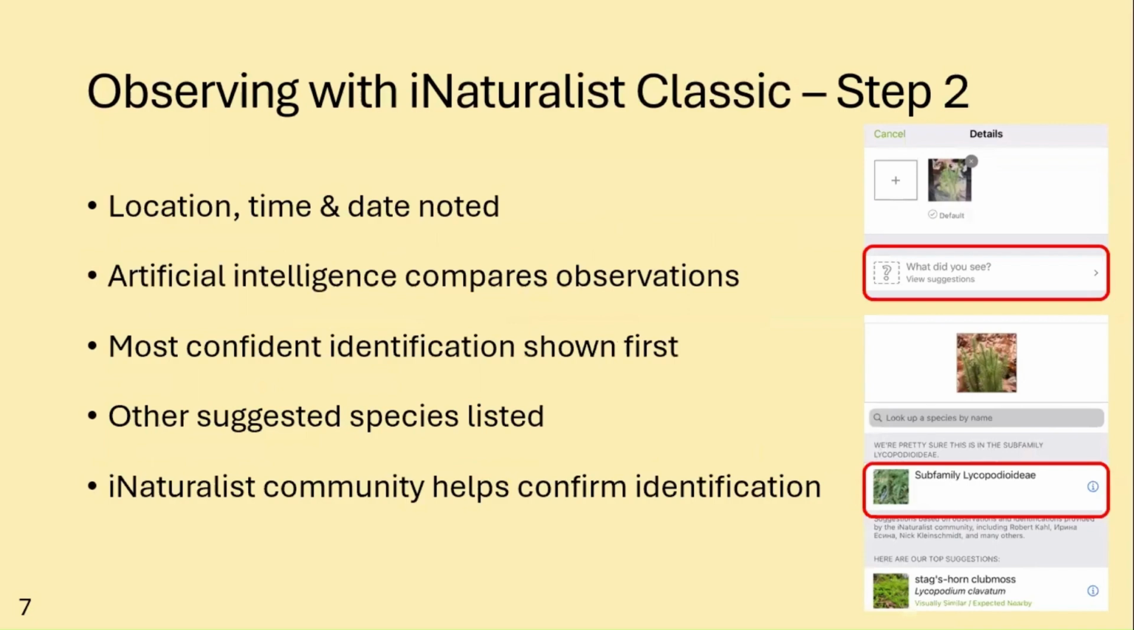Once an observation is made, the time, date, and location are given. Observations are compared with photos of other visually similar species in the area that artificial intelligence detects. Species identifications are organized based on confidence, with the most confident being shown at the top. Suggestions and other top suggestions are listed below.